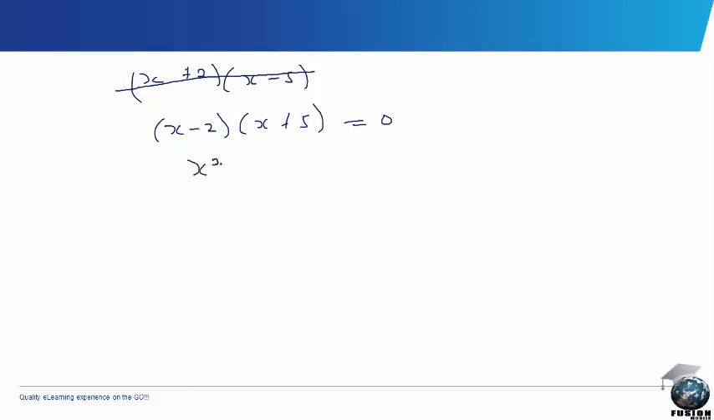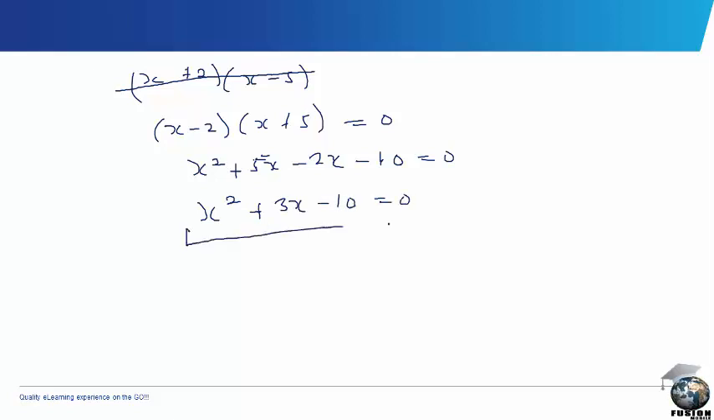Okay, x times x is x squared, x times 5 is plus 5x. Okay, and then minus 2 times x is minus 2x, minus 2 times 5 is minus 10 all equal to 0. x squared plus 5 minus 2, plus 3x, minus 10 is equal to 0. So this becomes the equation for the two roots. Okay, so this is a quadratic equation whose roots, when factorized, will give minus 2 and plus 5.